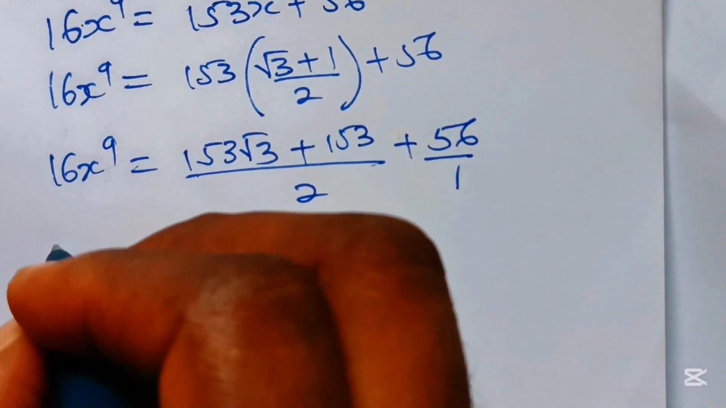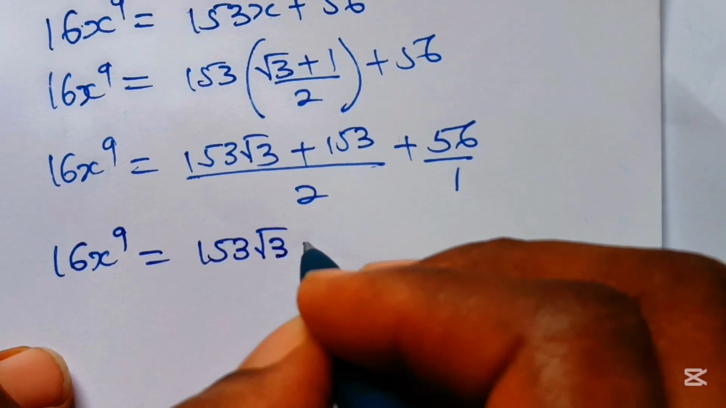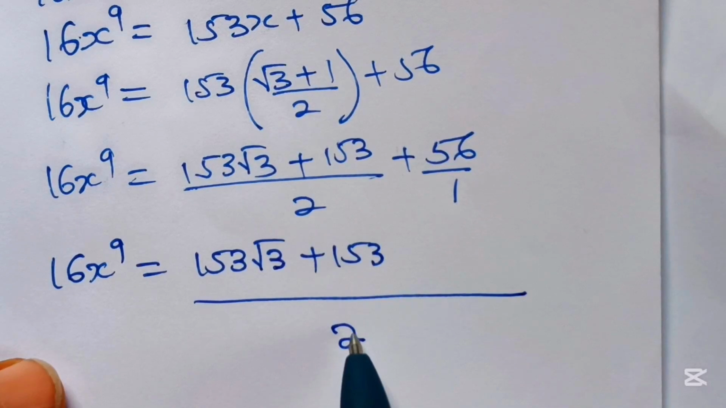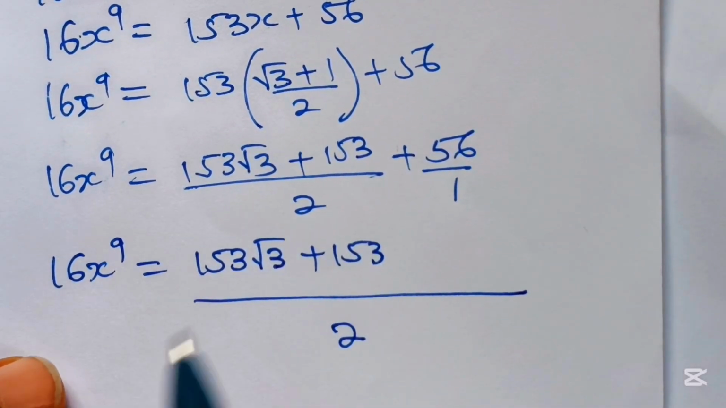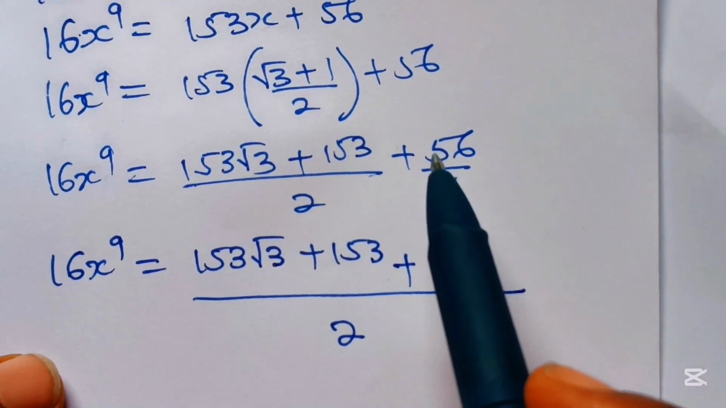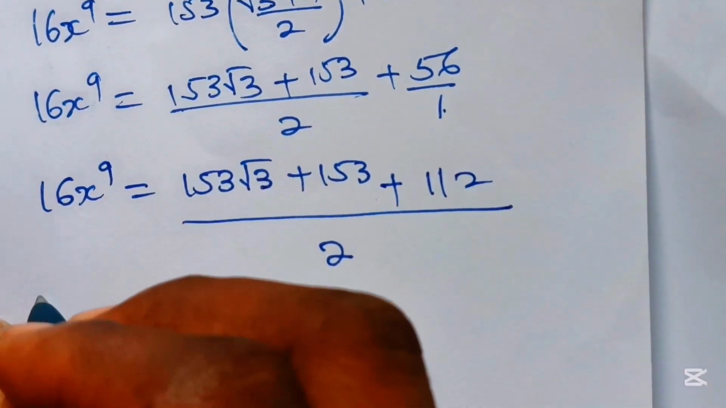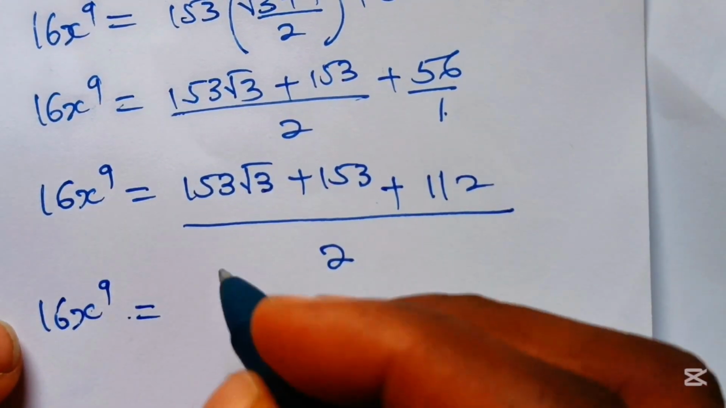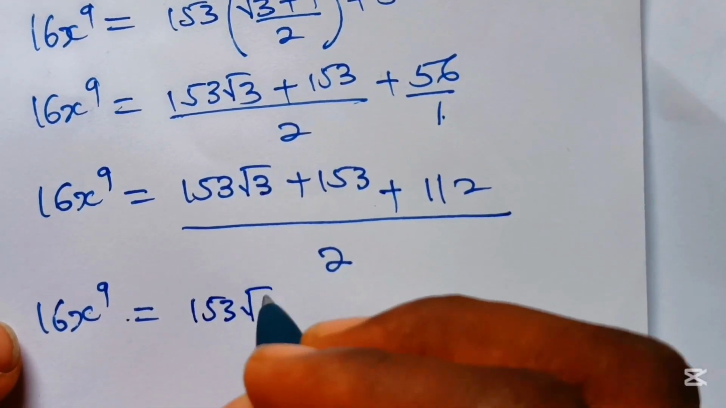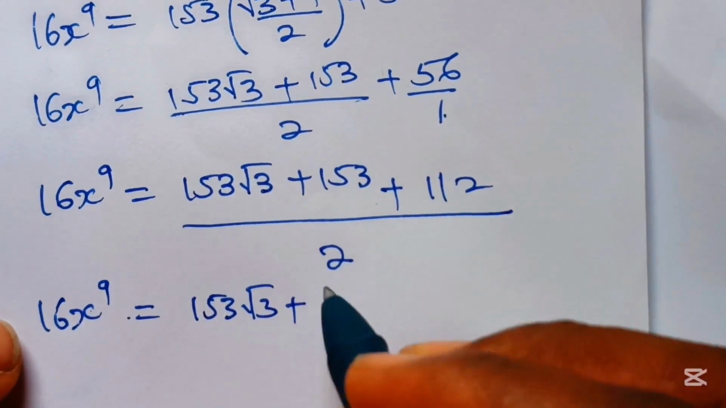Now we are going to solve. So we have 16x to the power of 9 is equal to 153 square root of 3 plus 153. Yeah, because the LCM is 2, pardon me. So when 2 divides 2, you have 1. 1 times anything you have here will still give you the same thing. All right. Plus, now 1 divides 2, you still have 2. 2 times 56 will give us 112. So we have 112 here. All right. So we have 16x to the power of 9 is equal to 153 root 3 plus, now 153 plus 112 will give us 265.